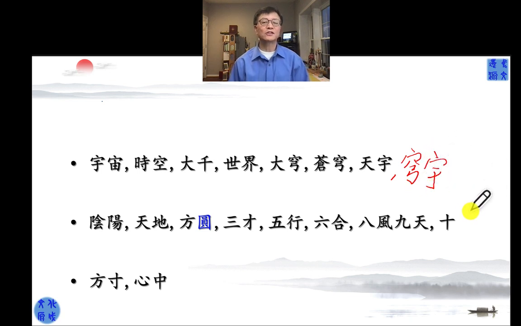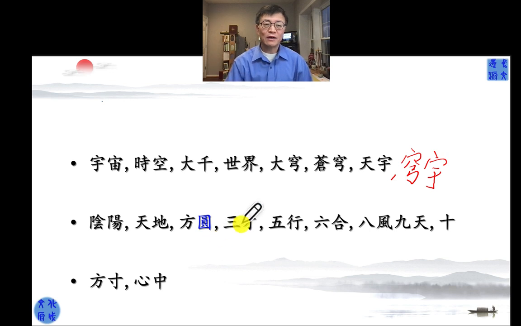Could be the same thing, universe. Another way to say, in the second tier, 阴阳. Everybody knows this, right? 天地, sky and earth, heaven and earth. And the new one introduced, 方圆. 方 is square, 圆 is circle.